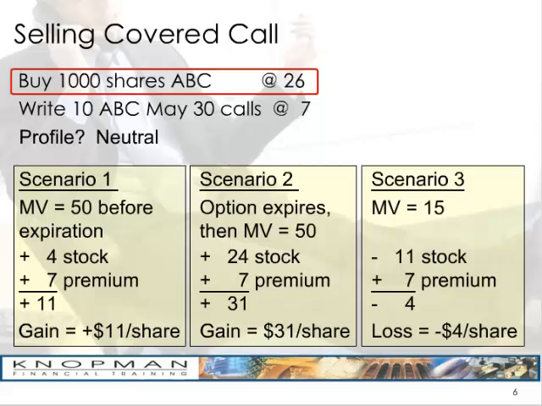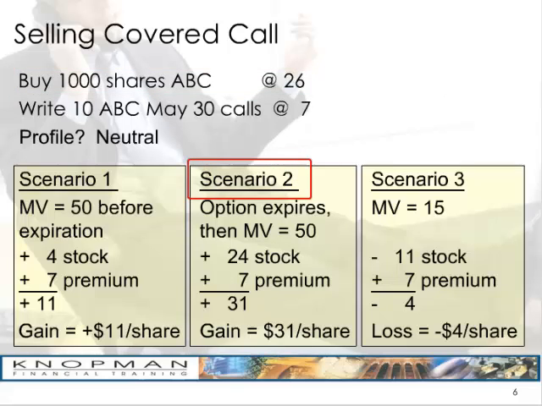So what's the best case scenario here of these three? Scenario number 2. And what do you need to happen? You need the option to expire to achieve scenario number 2. So you need the stock to stay below $30 between now and May. You need to stay out of the money between now and May. So your attitude is really neutral to slightly bearish. Until when? Until May. Then long term you want the stock to go up. But over the near term, you're neutral to slightly bearish.